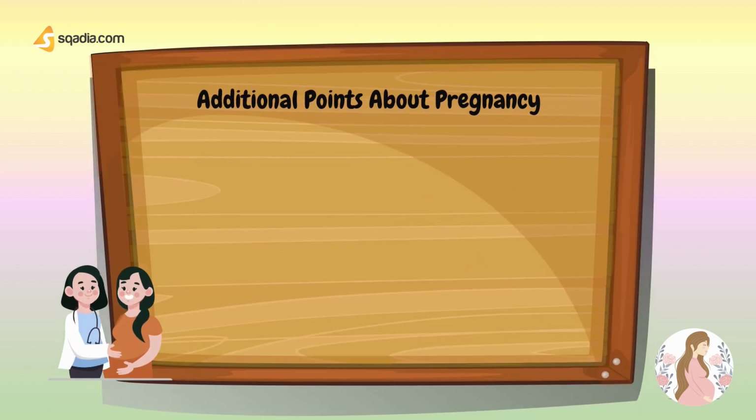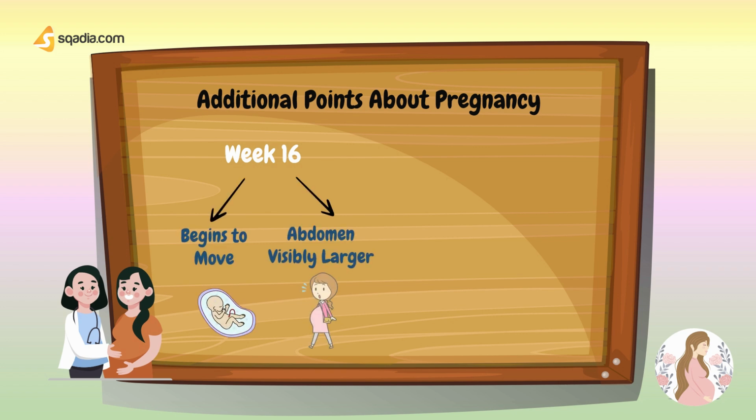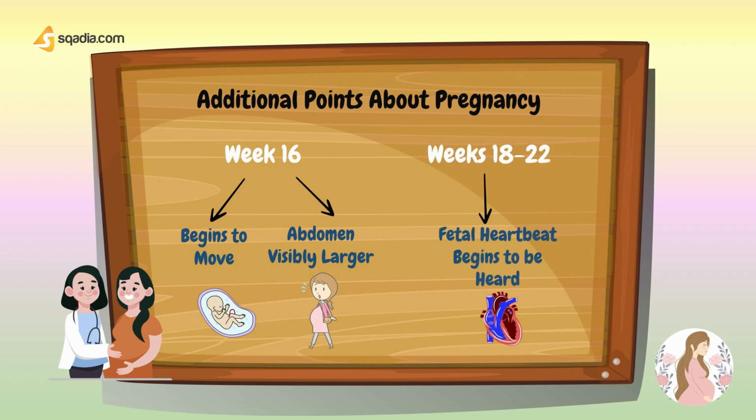Additional points that patients should consider about pregnancy. Common milestones at different points in a pregnancy. At week 16, the fetus begins to move and the abdomen will likely be visibly larger. At weeks 18 to 22, the fetal heartbeat begins to be heard.